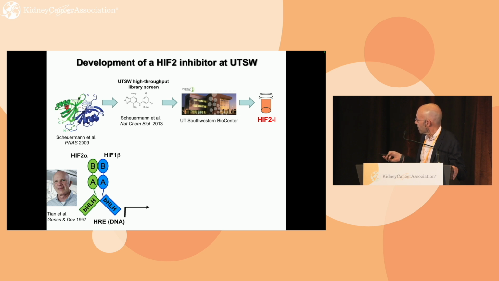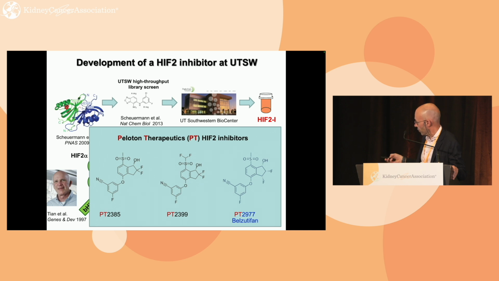They used our library of compounds, and they found the small molecules. This led to the founding of Peloton Therapeutics across the street from UT Southwestern, our biocenter. And Peloton Therapeutics developed this series of compounds. They are called PT because they are Peloton Therapeutic compounds. There is the PT2385, which is the first in human, the PT2399, which is the tool compound we use in animal models, and the PT2977, which is belzutifan, after the company was acquired by Merck.